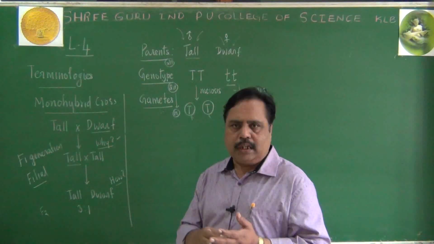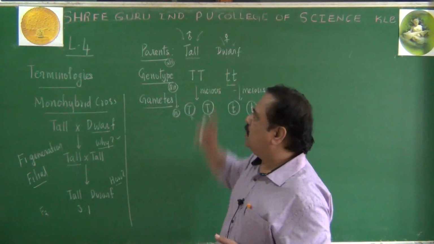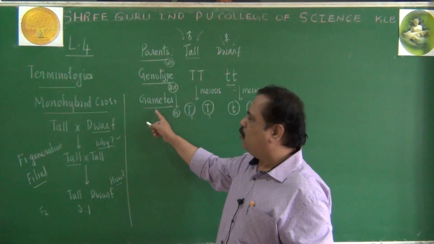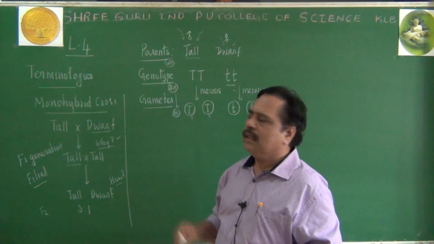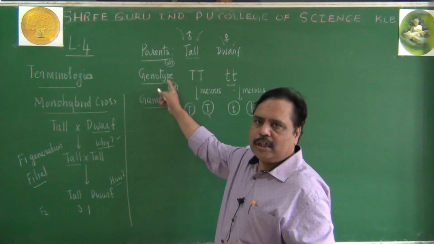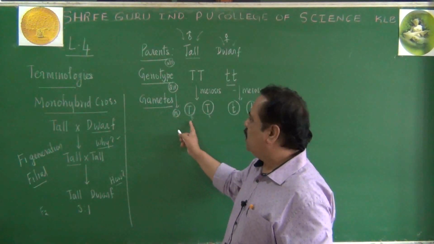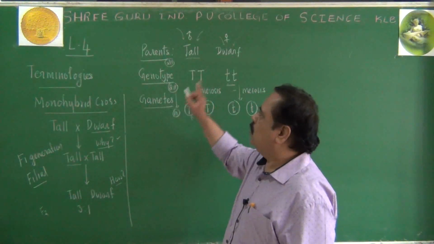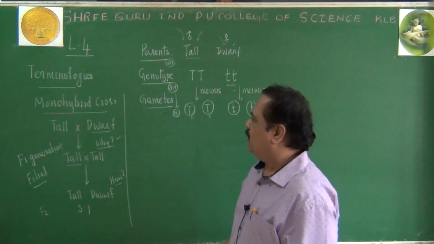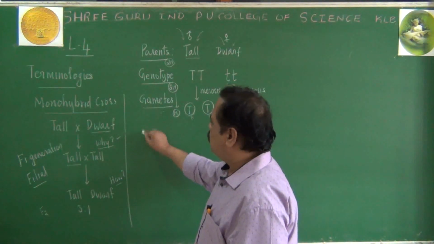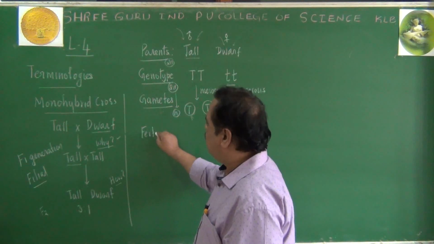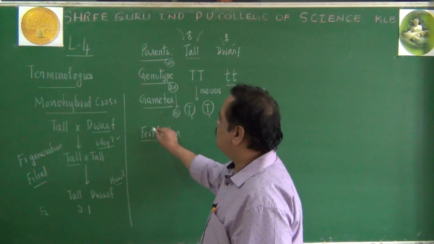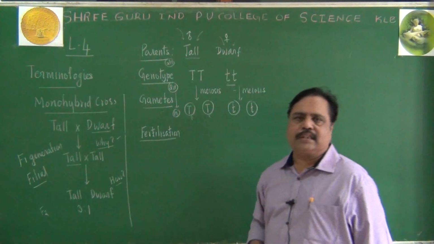I wrote about the parent, whose characters we have taken as the first point. Then I told you about the genotype. Now I am telling about the gametes formed by the parents. Again repeating this, genotype is diploid, whereas gamete is haploid. Haploid means only one allele. Diploid means two alleles, one paternal and one maternal. What is the next step in the reproduction? That is known as fertilization. After the formation of gametes, fertilization will take place.